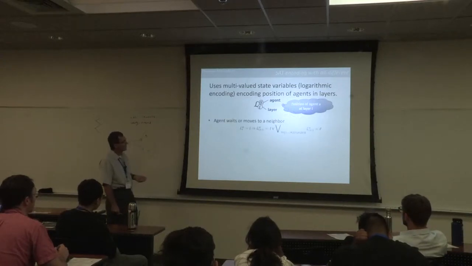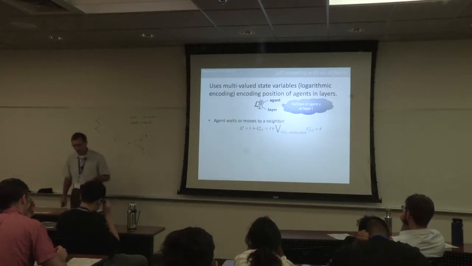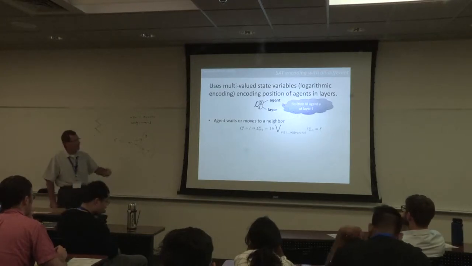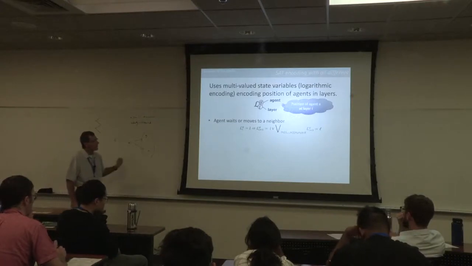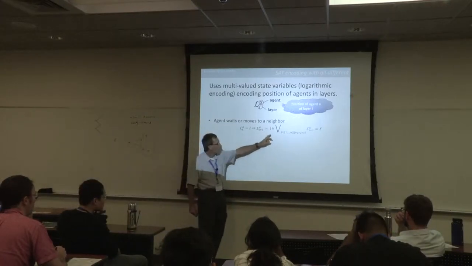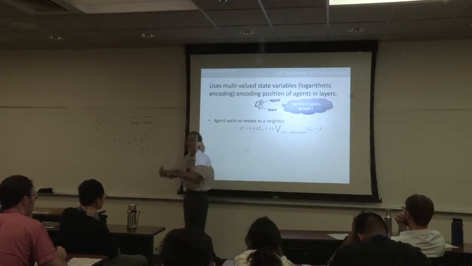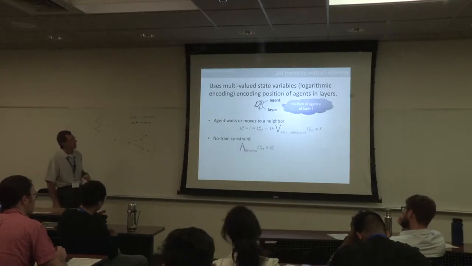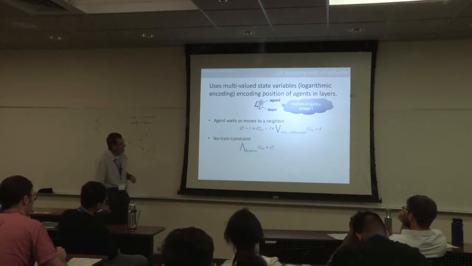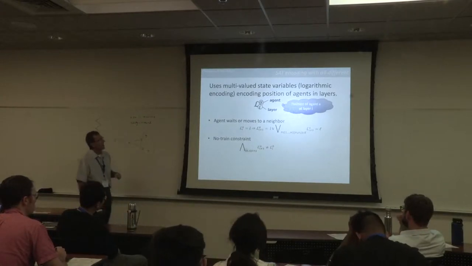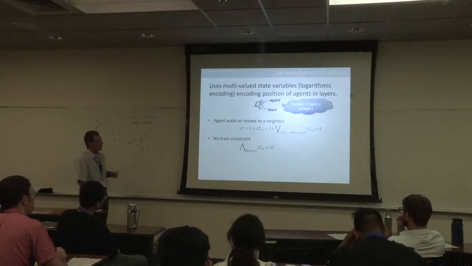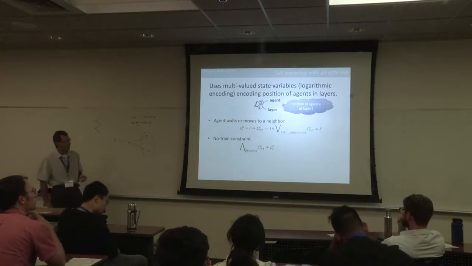So what are the constraints? Well, we need to describe the transitions, meaning if at some time I the agent is at location L, at time I plus 1, the agent is either at location L or it's in one of the neighboring locations of location L. Well, that's it. What's next? Well, no train constraint, meaning if the agent wants to be at some location at time I, then this location should be different from all other locations at time I plus 1 for all other agents, okay?